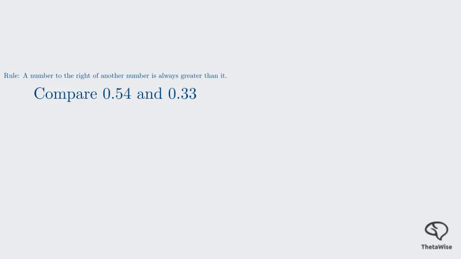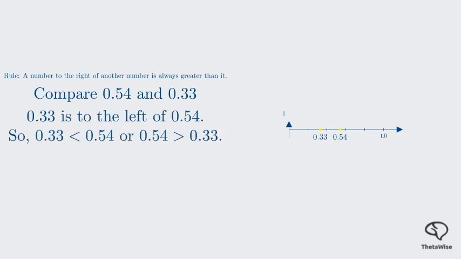First, we represent them on a number line. They both lie between 0 and 1. When we place them on the line, we can see that 0.33 is to the left of 0.54. Because 0.33 is on the left, it is the smaller number. Therefore, we can write that 0.33 is less than 0.54, or, equivalently, 0.54 is greater than 0.33.